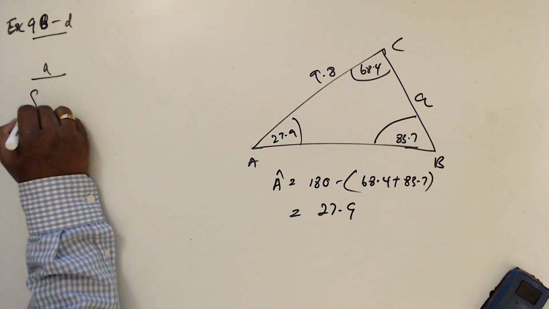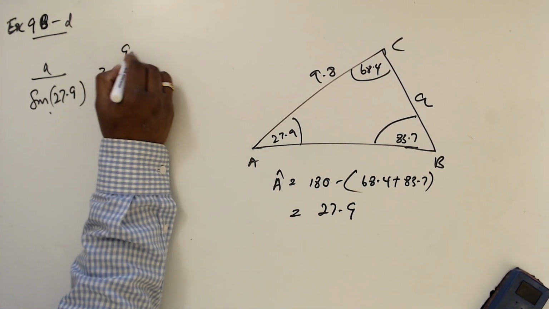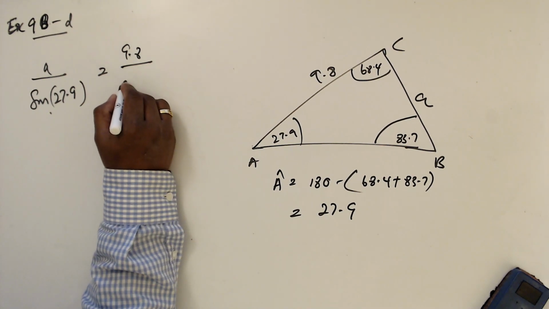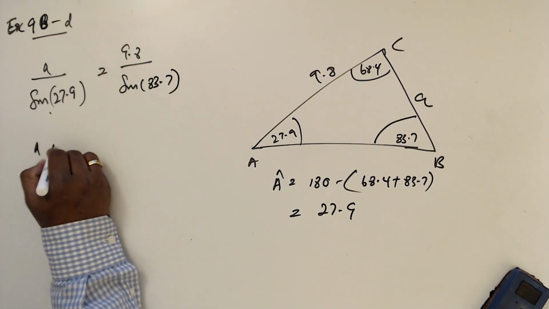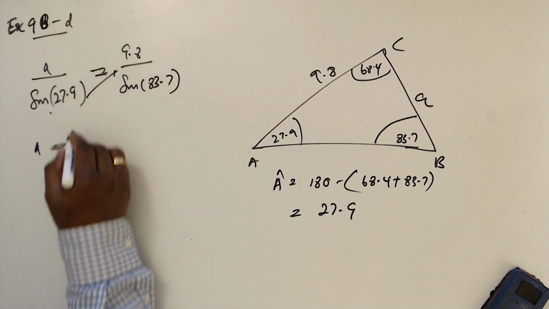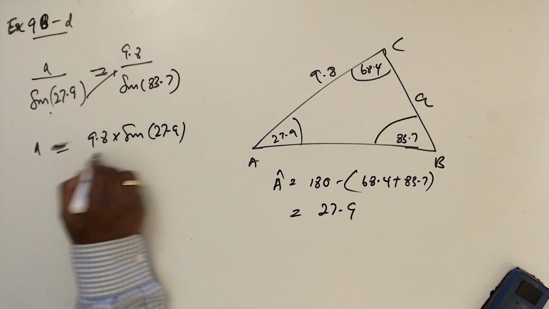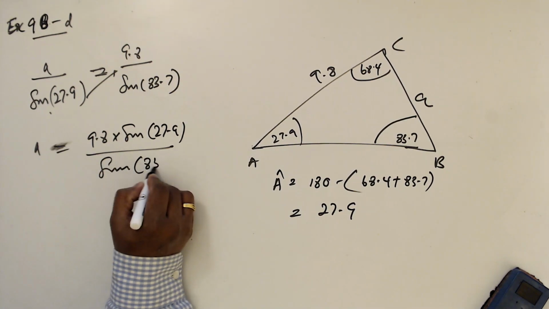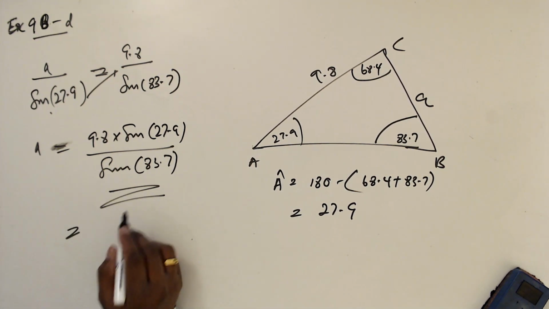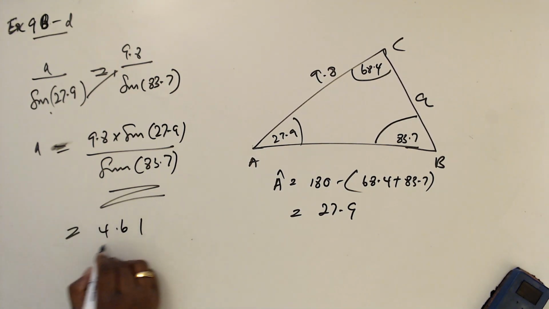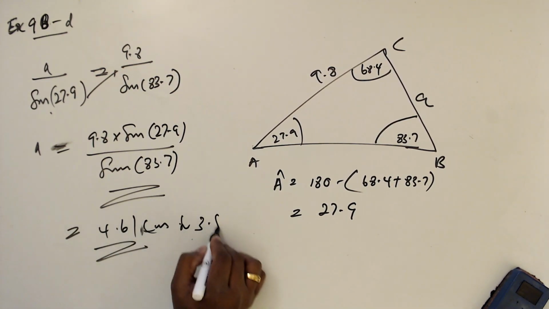Now I know A over sine 27.9 equals 9.8 over sine 83.7. Now A equals, cross multiply, 9.8 times sine 27.9 divided by sine 83.7, which is 4.61 centimeters to 3 SF.